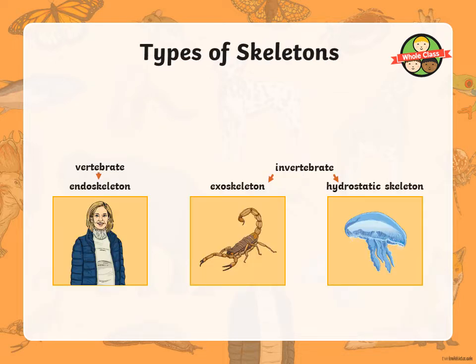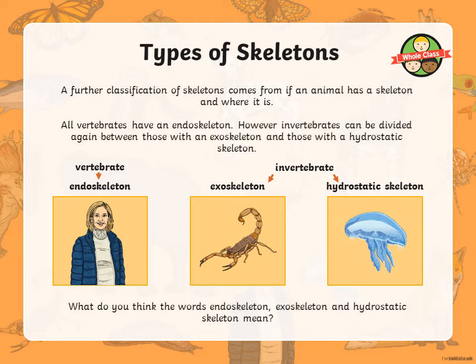So now we've found out about 2 types of skeletons, the vertebrate skeleton and the invertebrate skeleton. But invertebrates can also be split into two different groups. The further classification of skeletons comes from if an animal has a skeleton and where it is. All vertebrates have an endoskeleton. This means a skeleton on the inside.